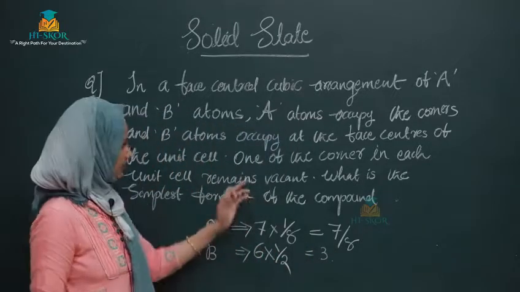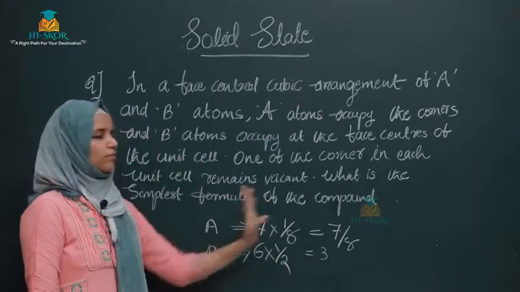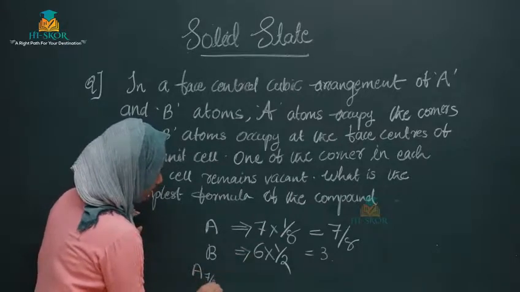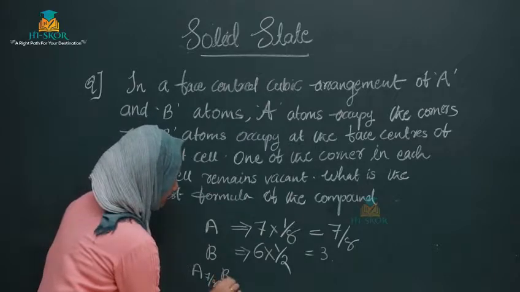So what is the simplest formula of the compound? So what is the formula of the compound? A 7 by 8 B 3.